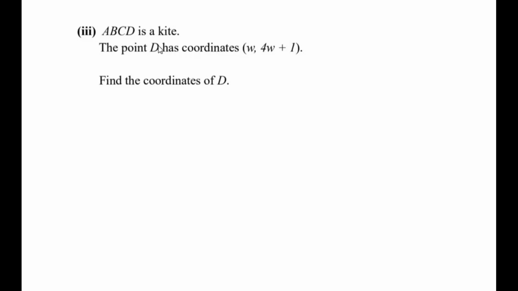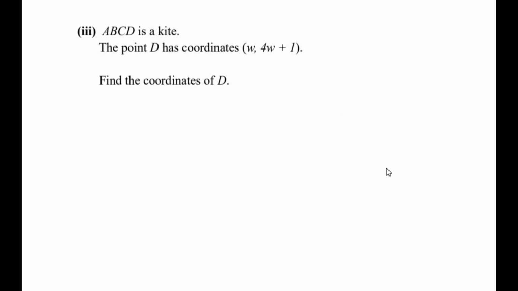ABCD is a kite. The point D has coordinates w, 4w plus 1. Find the coordinates of D. So this is an extension now for the triangle ABC. They have made it like a kite ABCD.